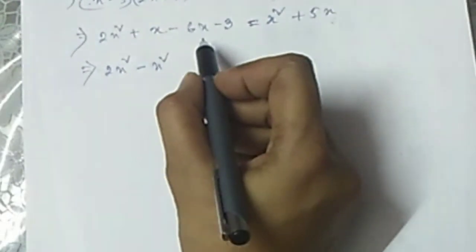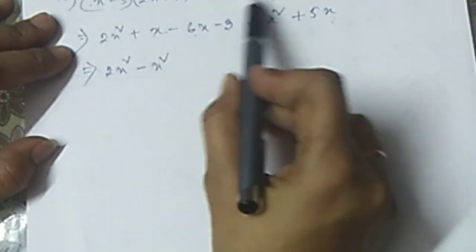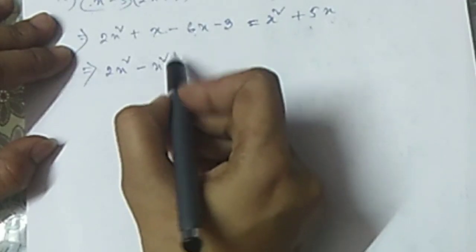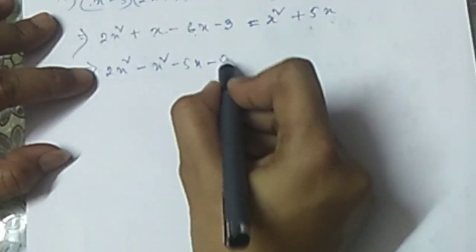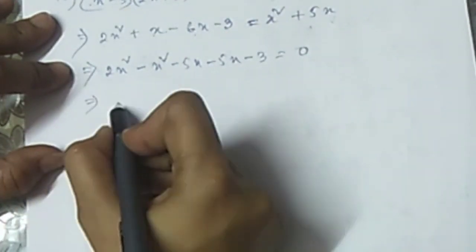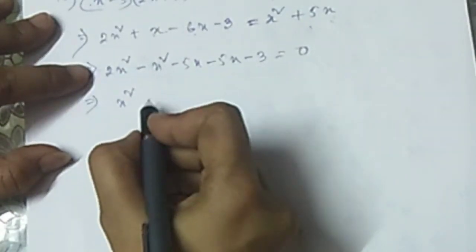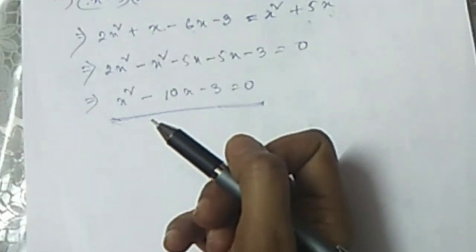So here it comes x square, minus 5x, and this plus 5x comes here, minus 3 is equal to 0. So here it comes again, it's a quadratic equation. It is in the form of ax square plus bx plus c.